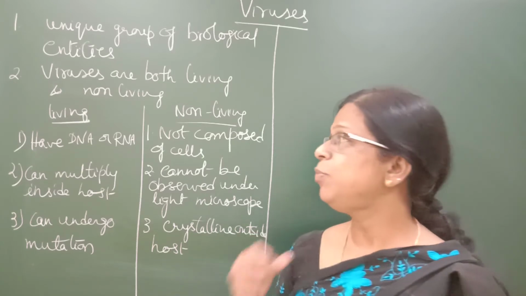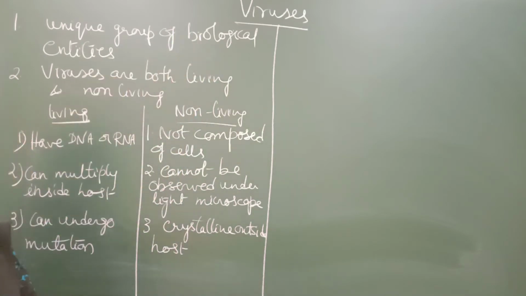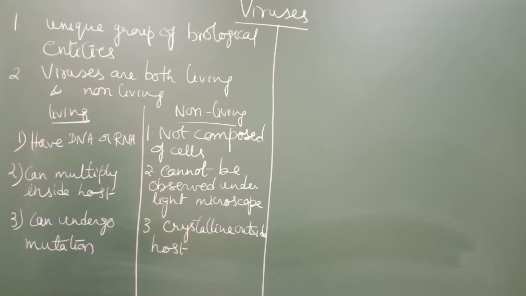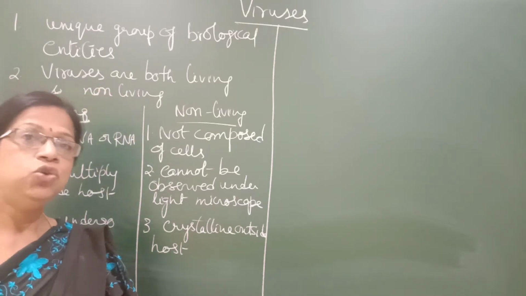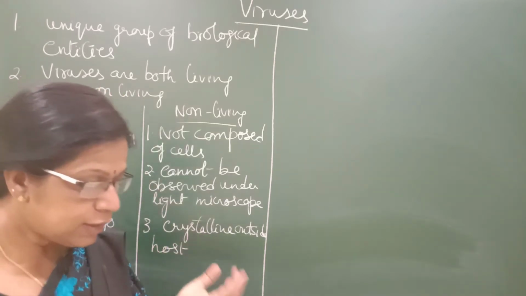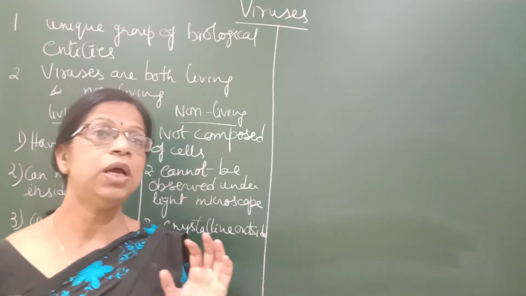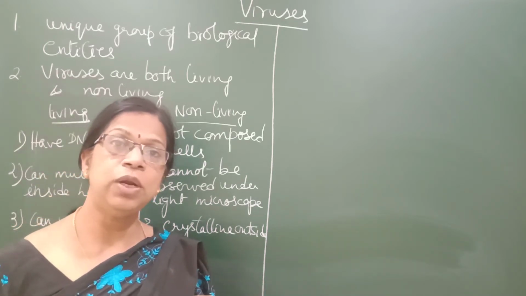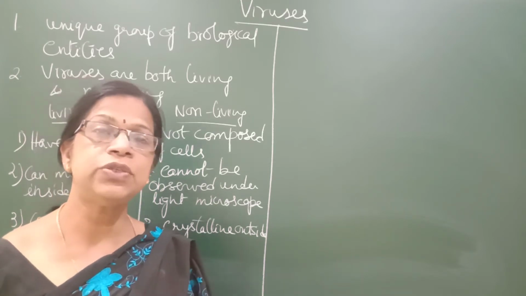Today I'm going to start with the first introduction about viruses. Viruses form a unique group of biological entities, and they show both living and non-living characters. They are acellular or non-cellular organisms. Why do we call them acellular or non-cellular? Because they do not show proper cell structure. There will not be any cell structure.